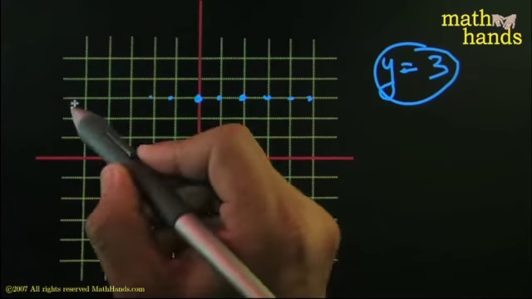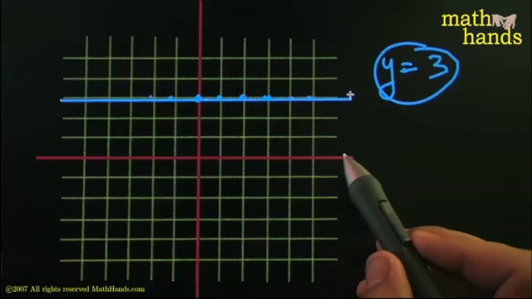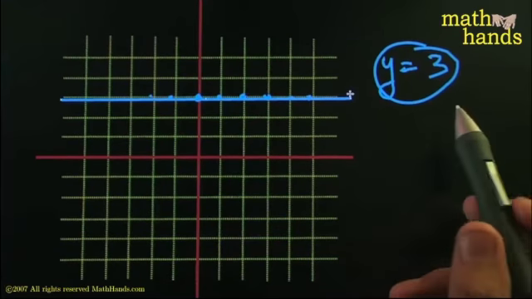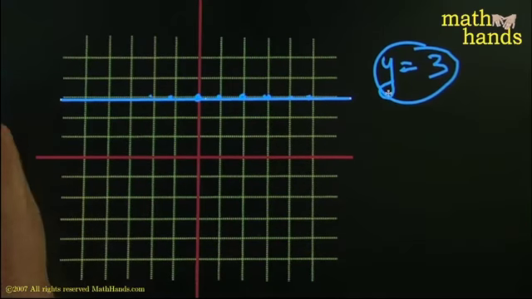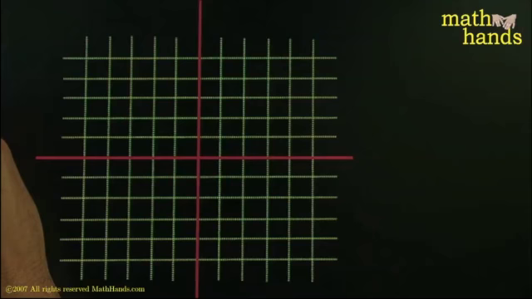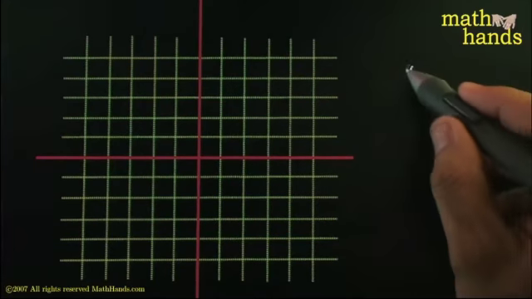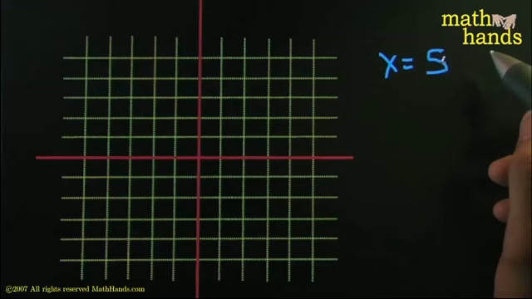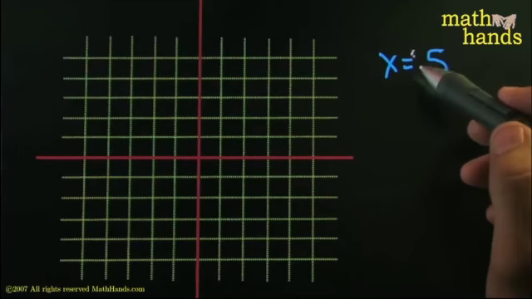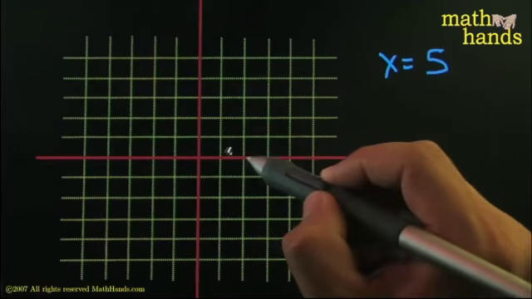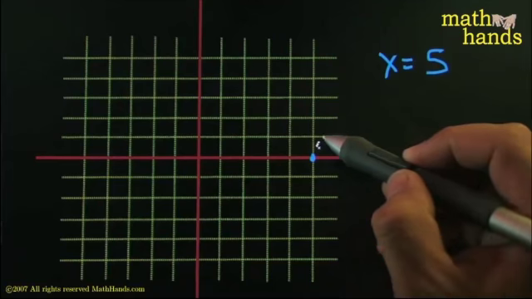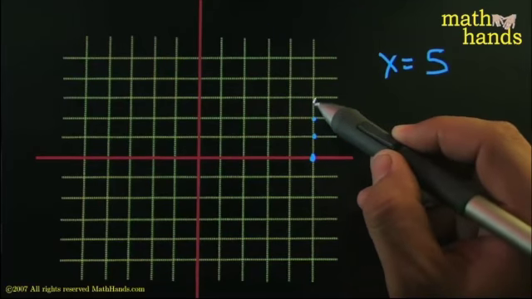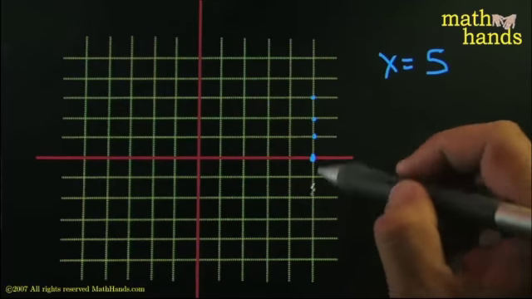I should always use my little straight line drawing device. There it is, y is equal to 3. That one's a little special case. The other one that's a little different is if you have something like this, x equals, for example, 5. Then no matter what the y value is, the x is equal to 5. So 1, 2, 3, 4. This entire line is where x equals 5.